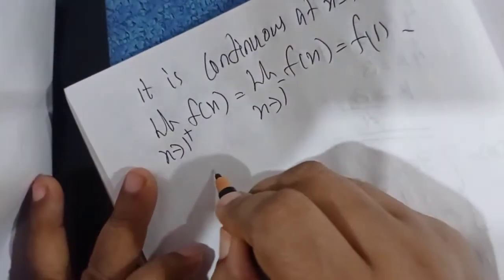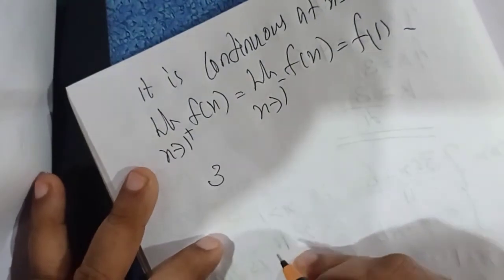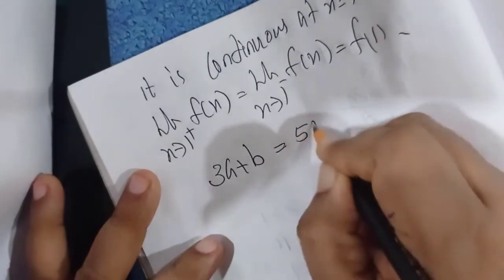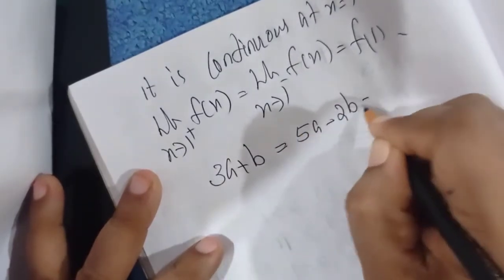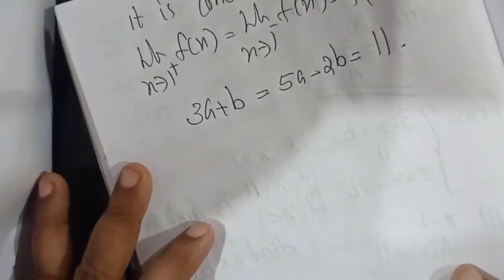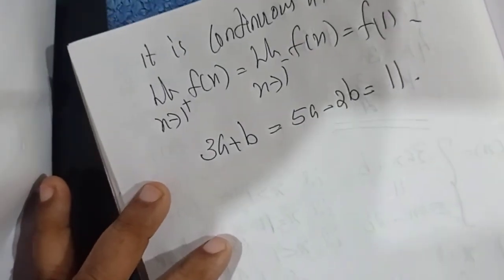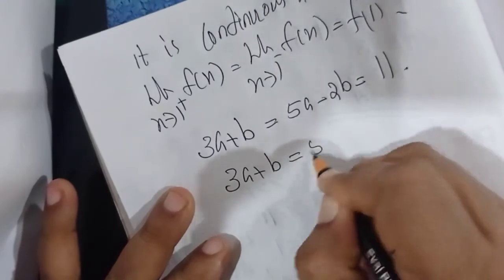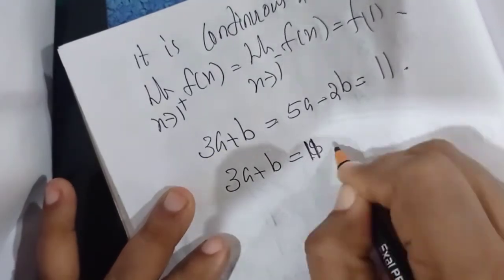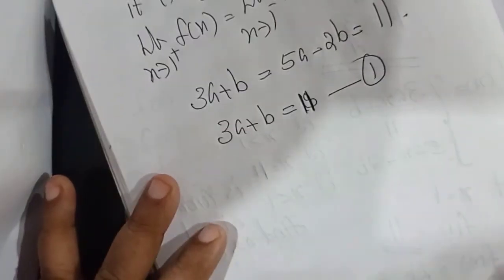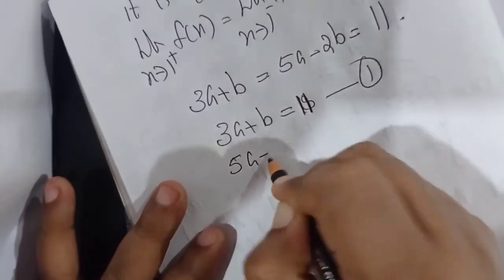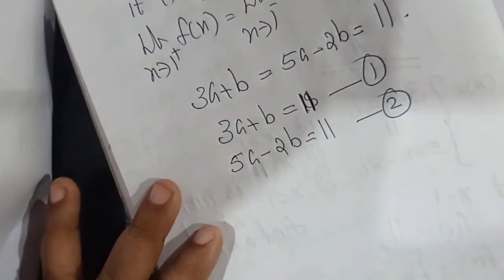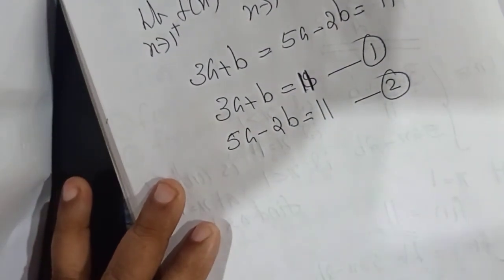When you equate, you will get 3a plus b equal to 5a minus 2b equal to 11. Got it? f of 1 is 11. Two equations are there. 3a plus b equal to 11, put it as equation 1. The second one is 5a minus 2b equal to 11, equation 2. Can you solve these two equations?